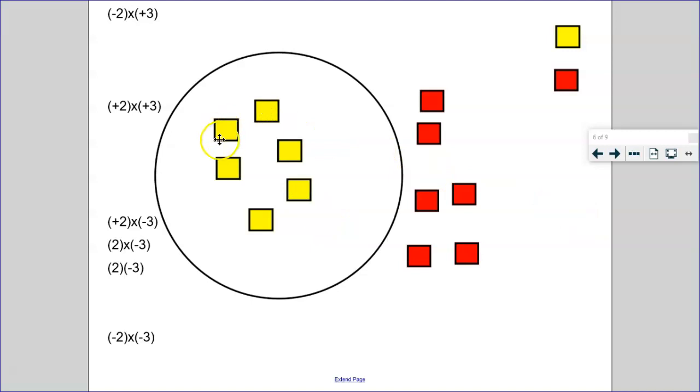Okay, so here we count them up and we've got positive 6 as our answer. All right, next one.